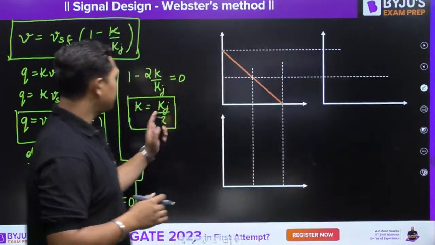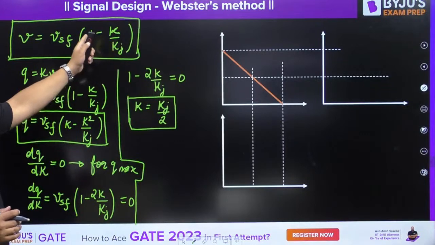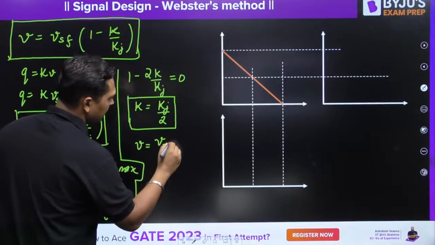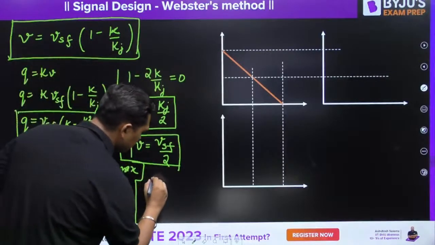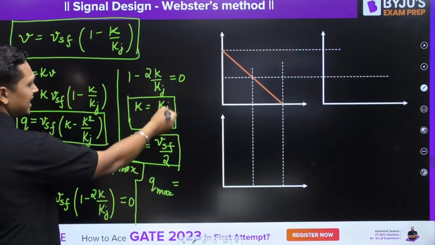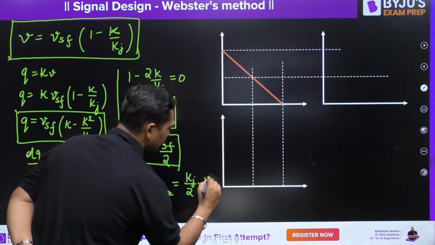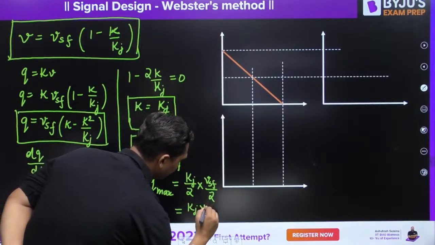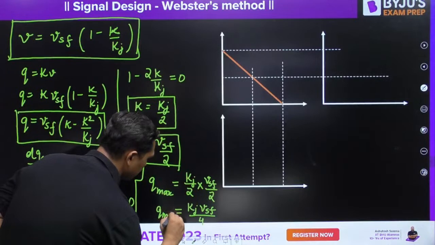Now substitute this value in the above formula. K is equal to Kj by 2. Kj by 2 upon Kj is 1 by 2. 1 minus 1 by 2 is 1 by 2. So V will be equal to VSF by 2. So Q max. What is Q max? Q max will be equal to K into V, that is Kj by 2 into VSF by 2, which is equal to Kj into VSF by 4. This is your Q max.